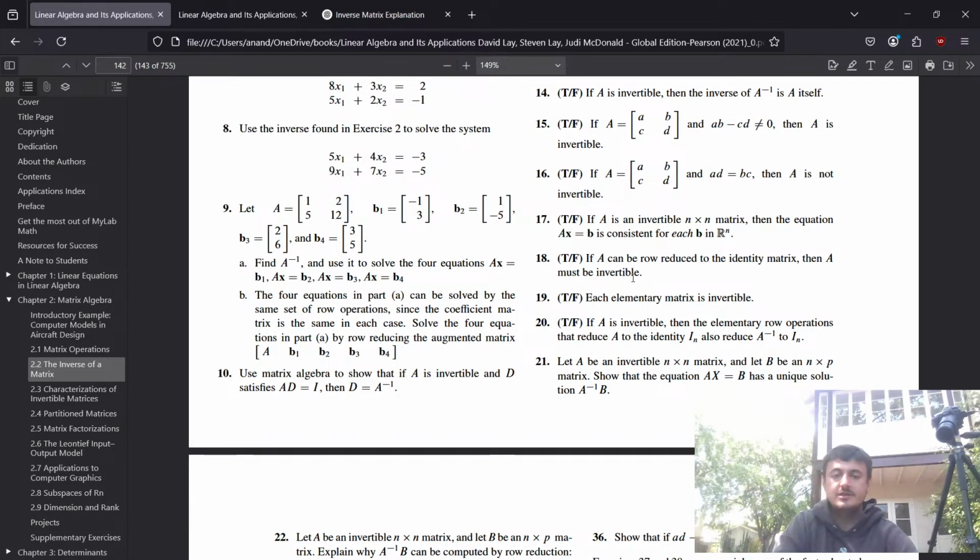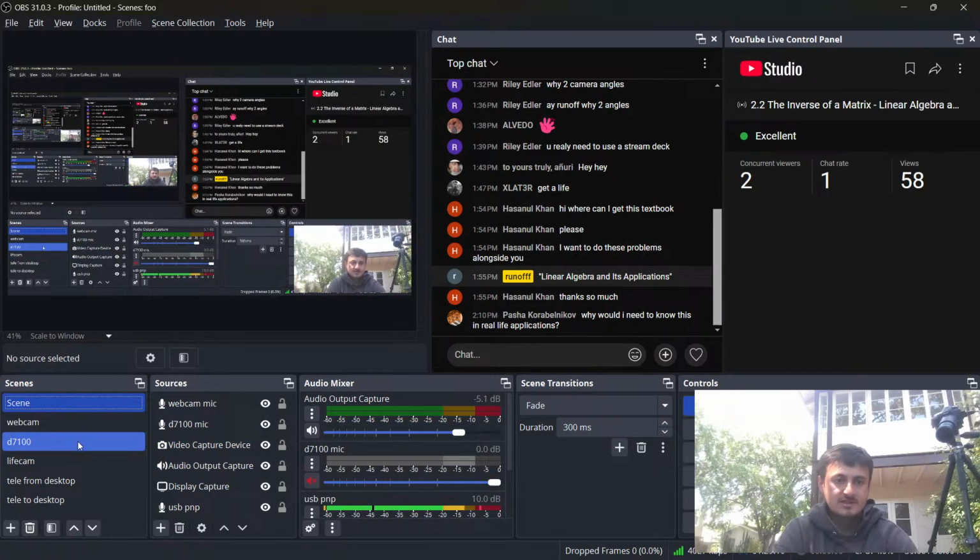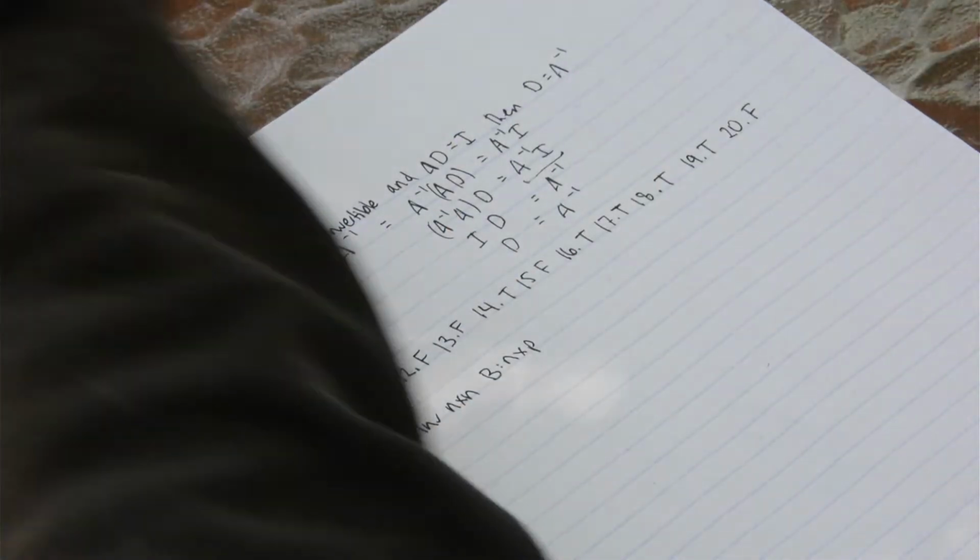Oh, it lost connection. That's why. See, that's the thing about the OBS blade. It just doesn't really work.